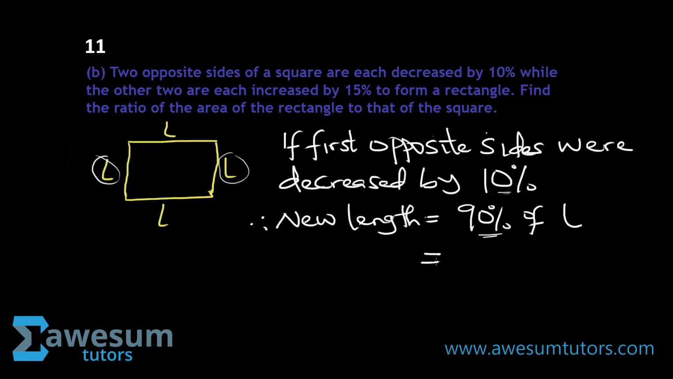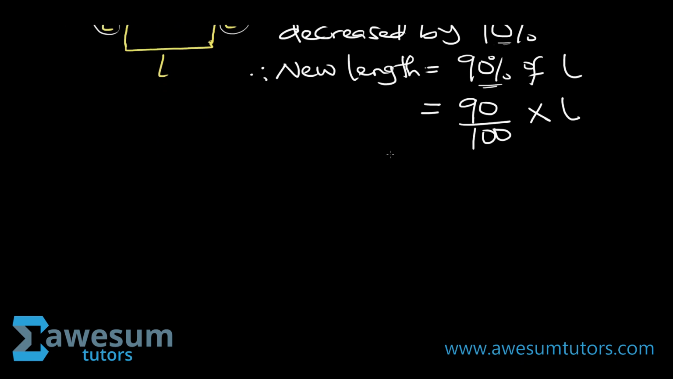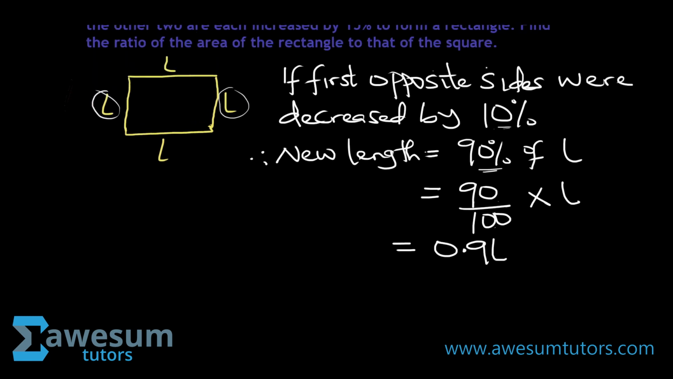Okay, so let's move on with that. 90% means 90 over 100. Of means times. Then we have L right there. Now 90 over 100, you agree with me that that is 0.9. So that is 0.9 times L, that's 0.9L. So that means they are decreased from L, so now you have 0.9L.